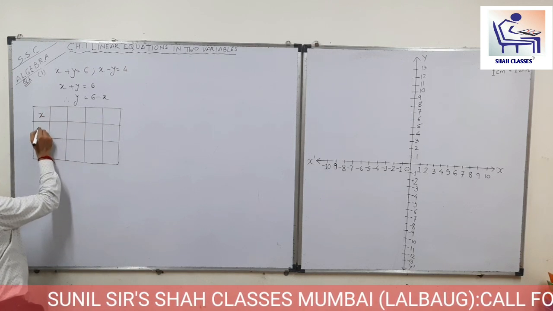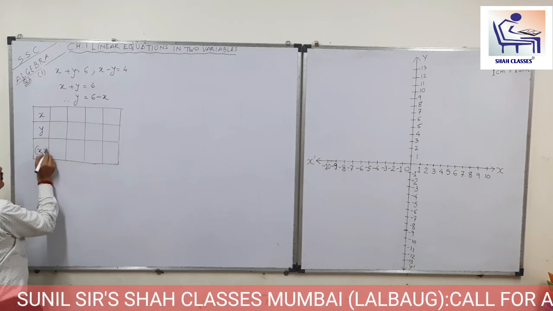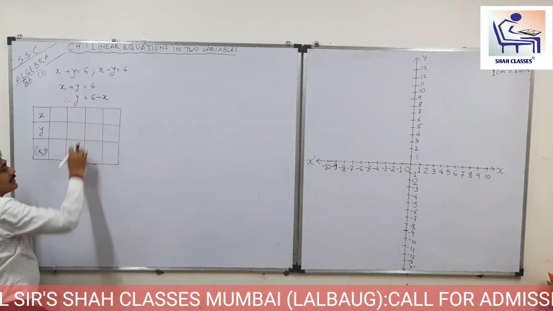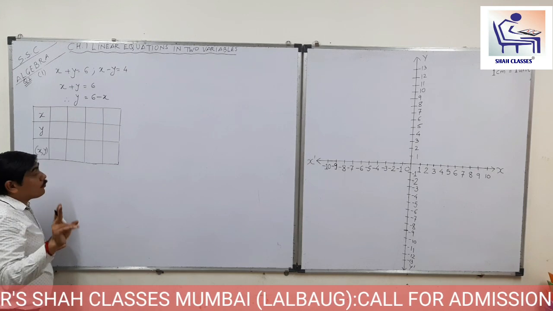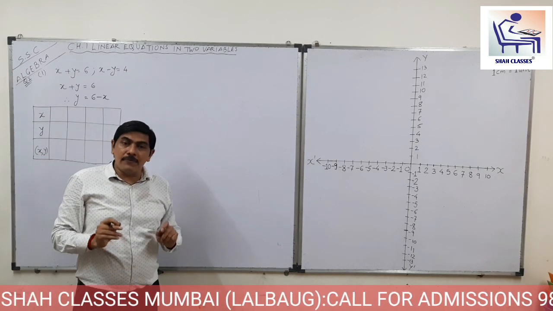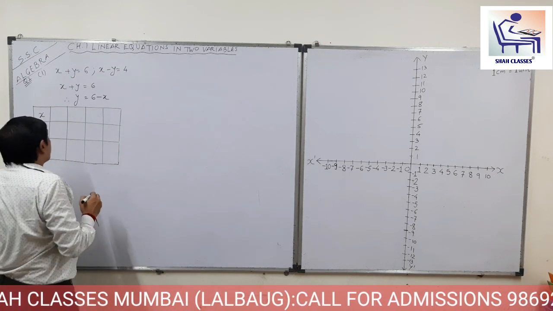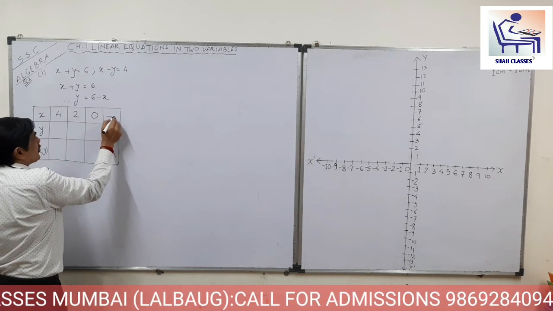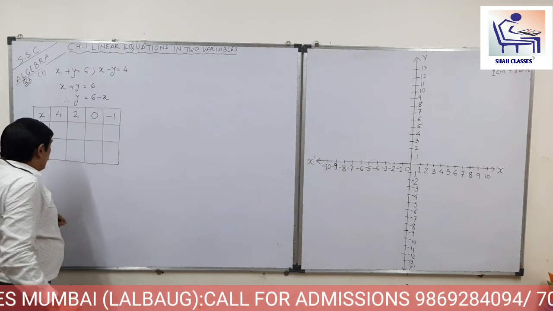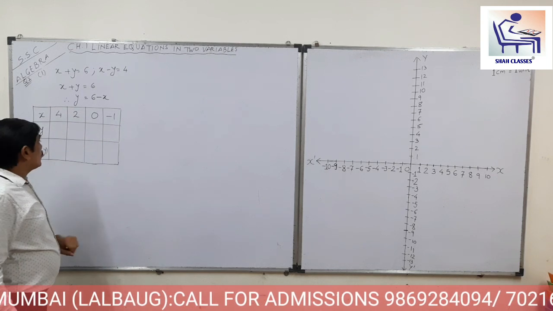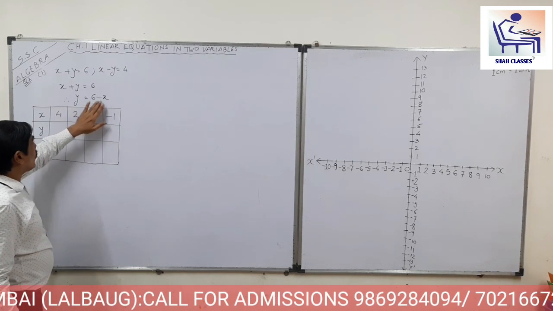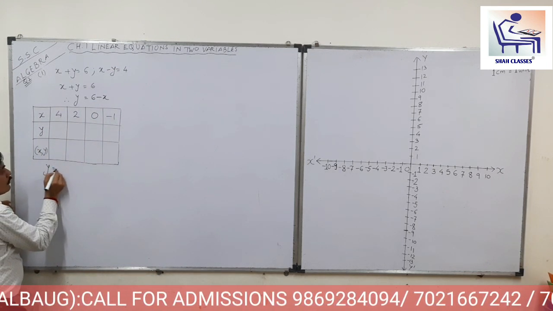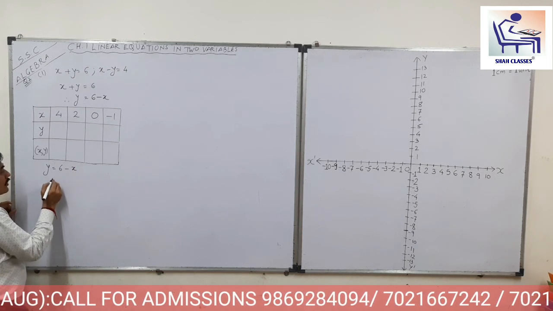Here we are writing x, y, x, y. We have to assume any 4 points of x. Generally we assume 2 positive, 1 zero and 1 negative value. So here I am taking 4, 2, 0 and minus 1. So any values you can take here, and you have to find the value of y from these values of x. So let's do that. We have to solve here. y is equal to 6 minus x.